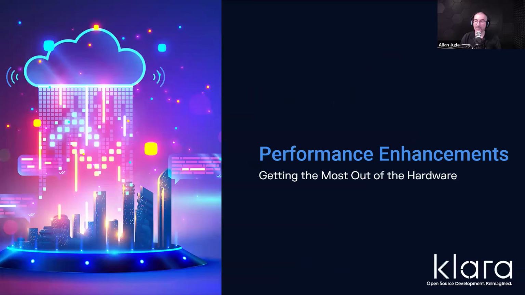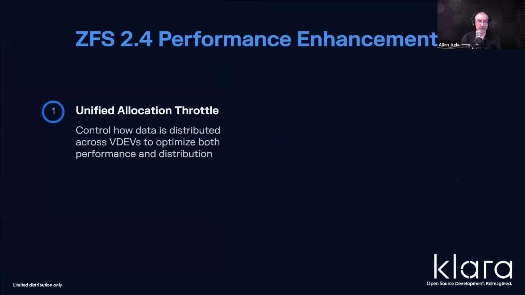Now let's talk about some of the performance enhancements that were added as part of ZFS 2.4. We'll go into detail in each of these, but I'll start with a quick intro. The first is the unified allocation throttle. This controls how ZFS distributes data across multiple VDEVs.